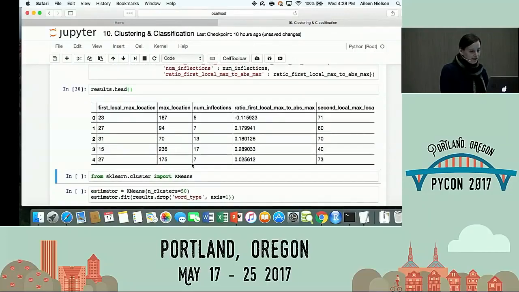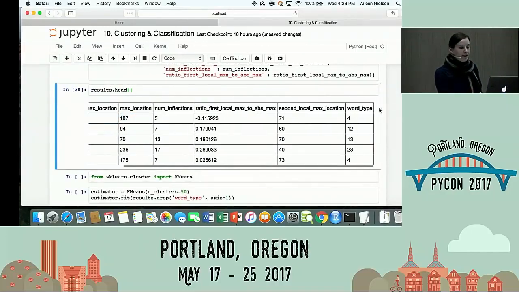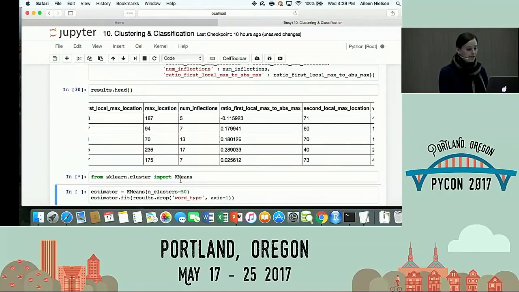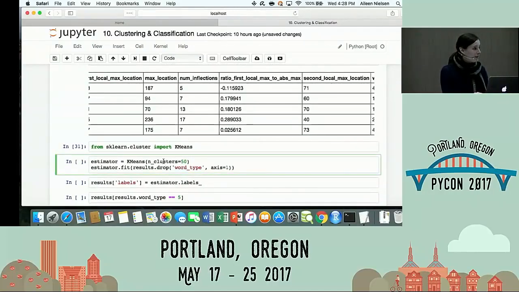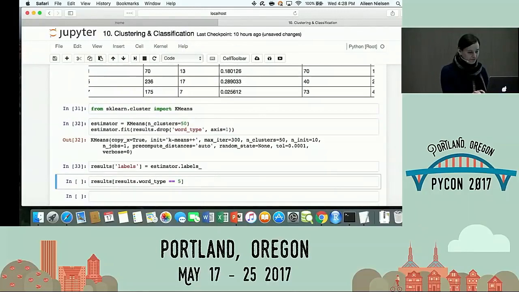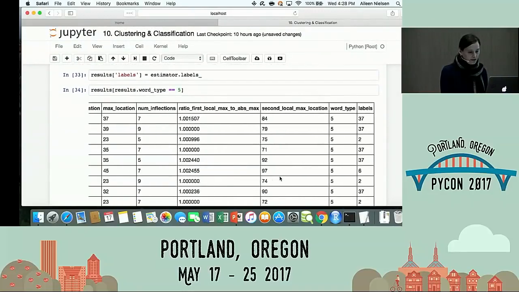And here's what I see. So my first local max for just my first recording is at 23. My max location is at 187, etc. The word type is the label, right? So that part is what I know to be true. I'm going to leave that out now that I'm going to try to do some clustering. I'm going to just do a k-means cluster. You can do all sorts of clustering, right? I'm going to look at those labels, and I'm going to see how I did with this clustering. So let's see. This is my word type and my label. My labels don't need to match, in the sense that a 5 for my clustering is not a 5 for my word type.